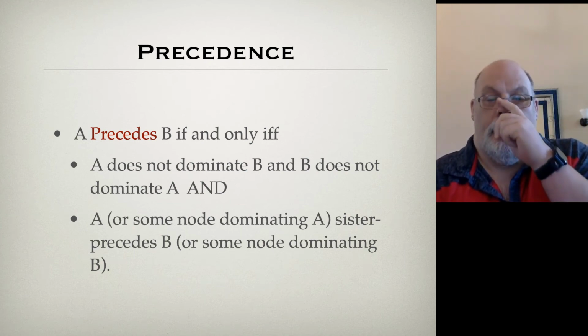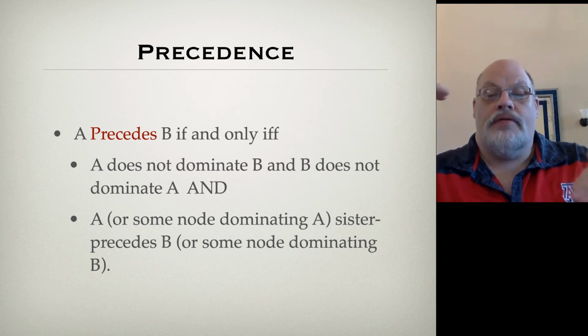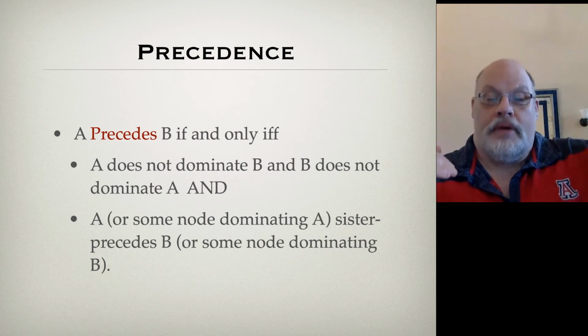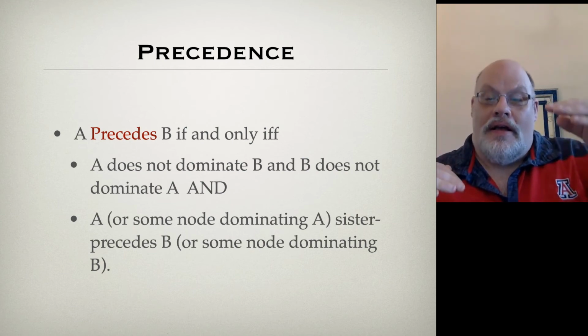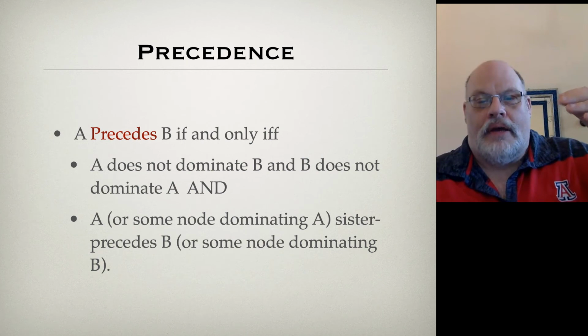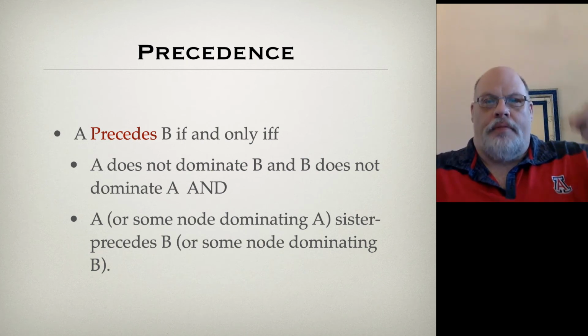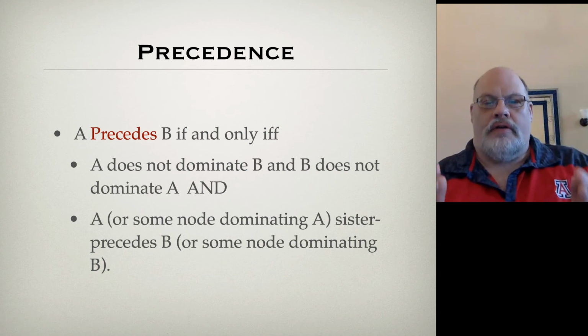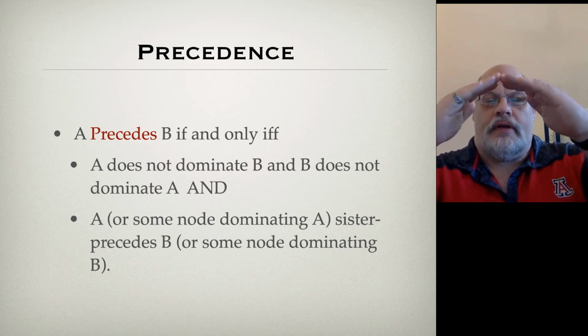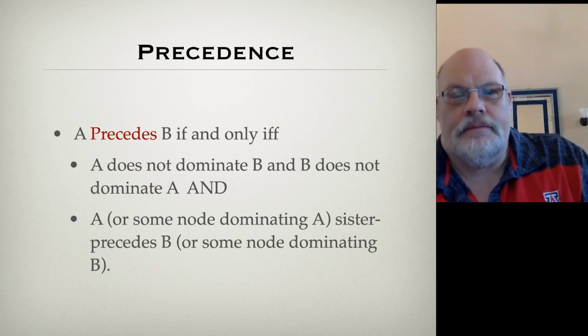Second part is A sister precedes B, or some node dominating A sister precedes B, or A sister precedes some node dominating B. So once you take into account all the precedence relationships, you're going to look for a sister precedence relationship somewhere in the tree, and that will give you precedence.